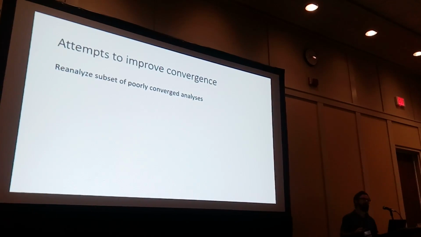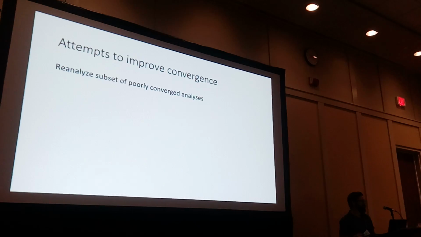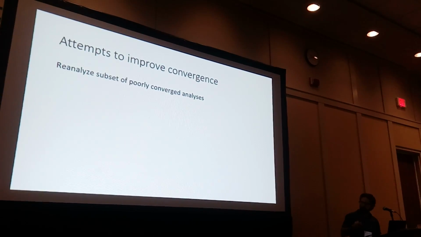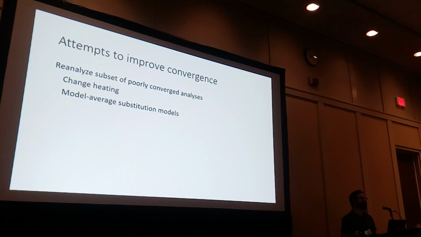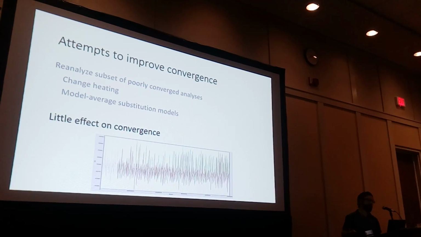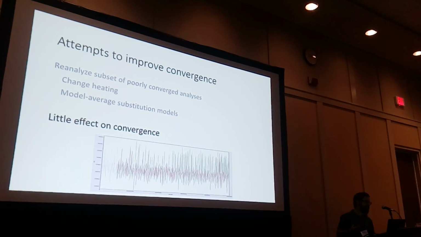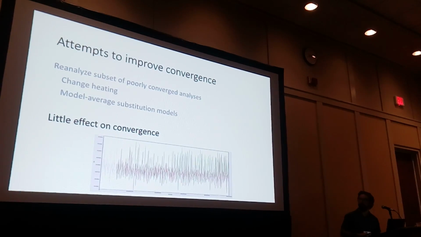So next up, we set out to try to improve convergence for some of these failed analyses, and we tried a few strategies across a few thousand datasets. We changed the heating, or used model-averaged substitution models to average over subsets of the GTR model. Unfortunately, we found little effect on convergence. So these both seem like good candidates to improve convergence, and neither one really panned out.